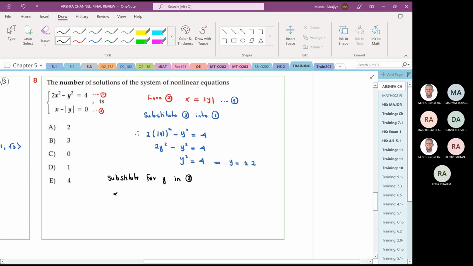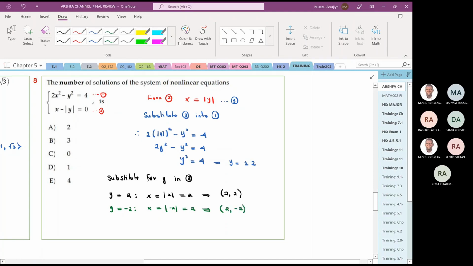So here, when we have y equal to, for example, 2, then we say x is going to be equal to the absolute value of 2, which is equal to 2. And that means we have a point: x is equal to 2, y equal to 2. Now the second point, we have y equal to minus 2. Then x is going to be equal to the absolute value of minus 2, which is equal to 2. And that means we have the second point: x is equal to 2, y is minus 2.